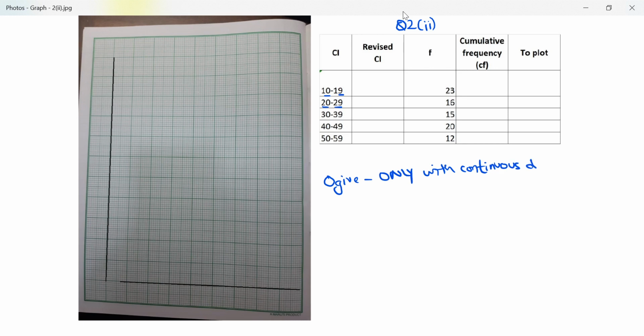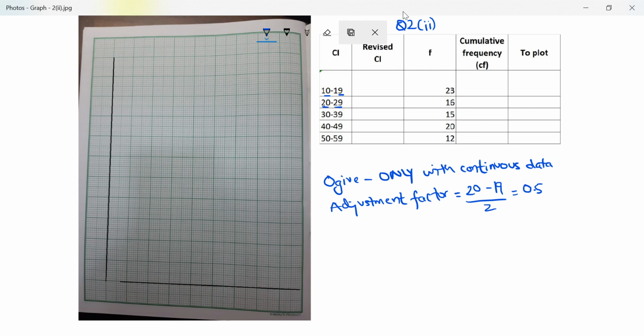So what do I have? An adjustment factor. And how do I calculate the adjustment factor? The adjustment factor is equal to the lower limit of one minus the upper limit of the previous one, divided by 2. So in this case, 20 minus 19, lower limit of one minus upper limit of the previous one, divided by 2. So that's 0.5. So I subtract 0.5 from the lower limit and add 0.5 to the upper limit.